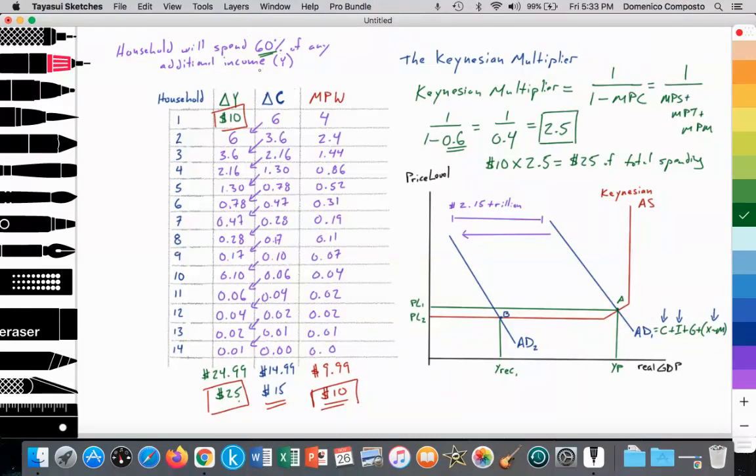of any additional income. So if the US recessionary gap in the second quarter of 2020 was $2.15 trillion, and we're going to assume that households will spend 60% of any additional income, how much does the government have to spend or inject into the economy to close this gap? And that is the application of the Keynesian multiplier. So we're going to do that, and then we'll be done.